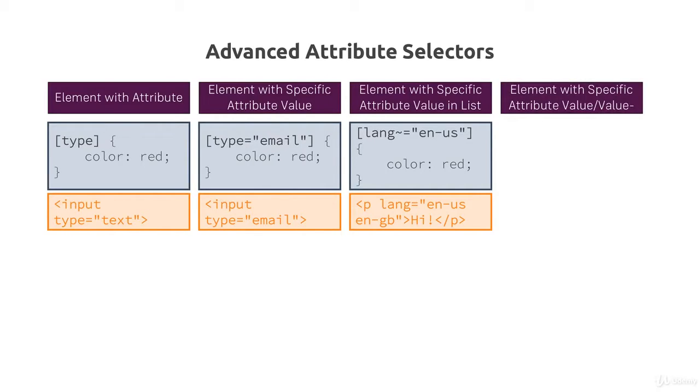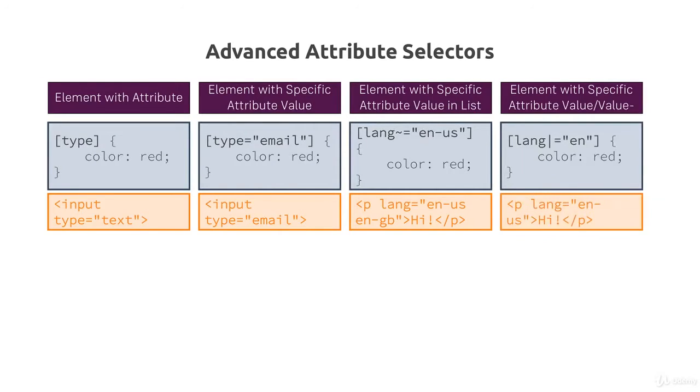Another way of restricting the set of found elements is that we say we want to have an element with a specific attribute value or this attribute value as a prefix. Now here's another example. The syntax uses the pipe symbol in front of the equal sign, and here we would, for example, match this paragraph element. The interesting part here is that in our selector, we're saying lang should be equal to en or actually start with en.